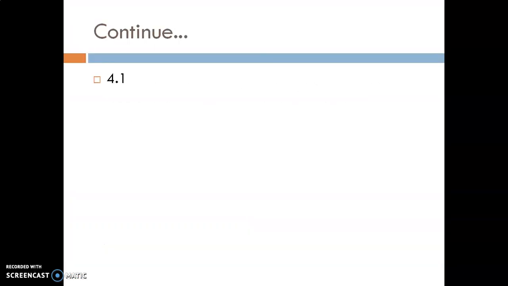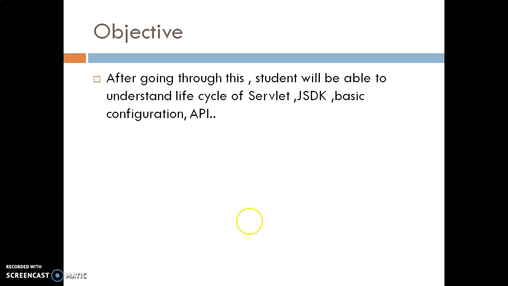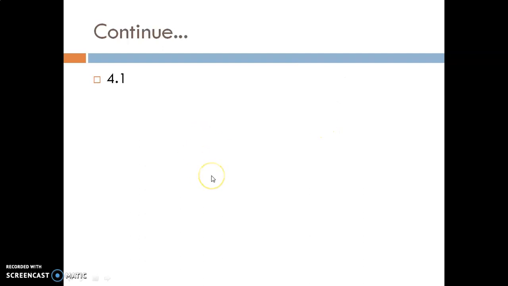Now we will see the objective. After going through this particular video or module, you would be able to understand Servlet, life cycle, then JSDK, then basic configuration of Servlet, API. These things we will try to cover in part 1. Otherwise, the next part I would directly use for the second part. This is 4.1. Now I am going to jump to 4.1.